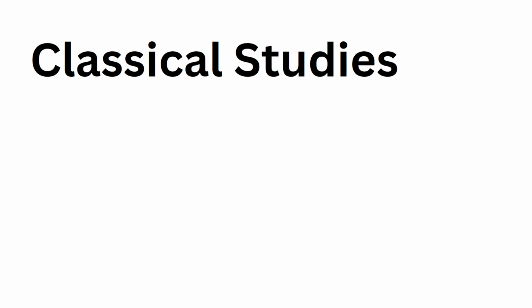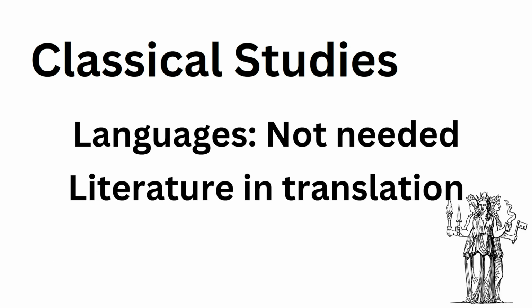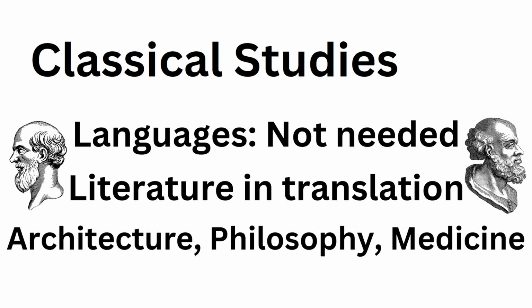Then there's classical studies. This is very similar to classical civilization. Again, you don't need languages. You don't need Latin, you don't need Greek. Again, you can start them from scratch, you can carry them on, or you can ignore them completely. It's up to you. This one is much more focused on literature, but it is again in translation, so you won't have to study it in the original Latin or Greek. You'll be reading the Aeneid and the Odyssey and philosophy and things like that, but in English. And this is more to do with architecture, philosophy, medicine, but also looking at what the ancients thought about themselves.